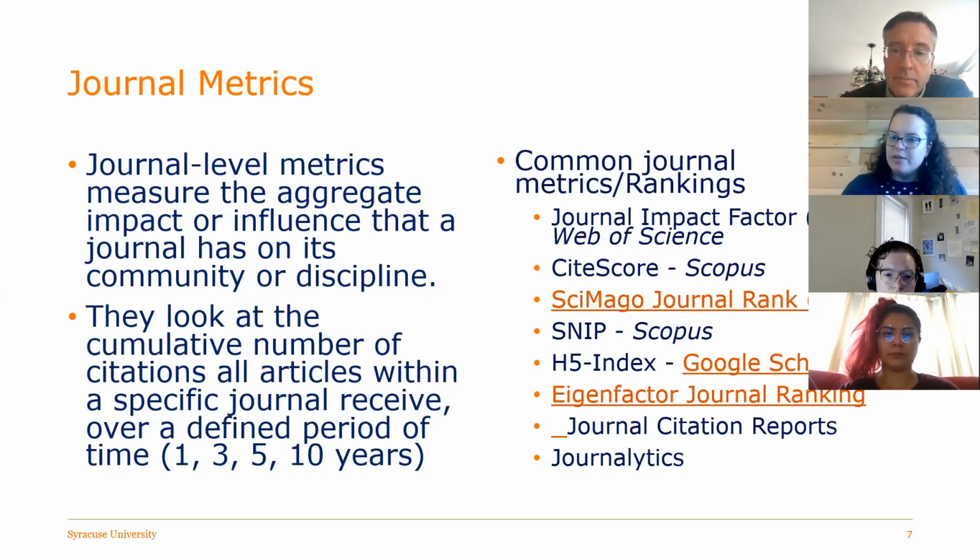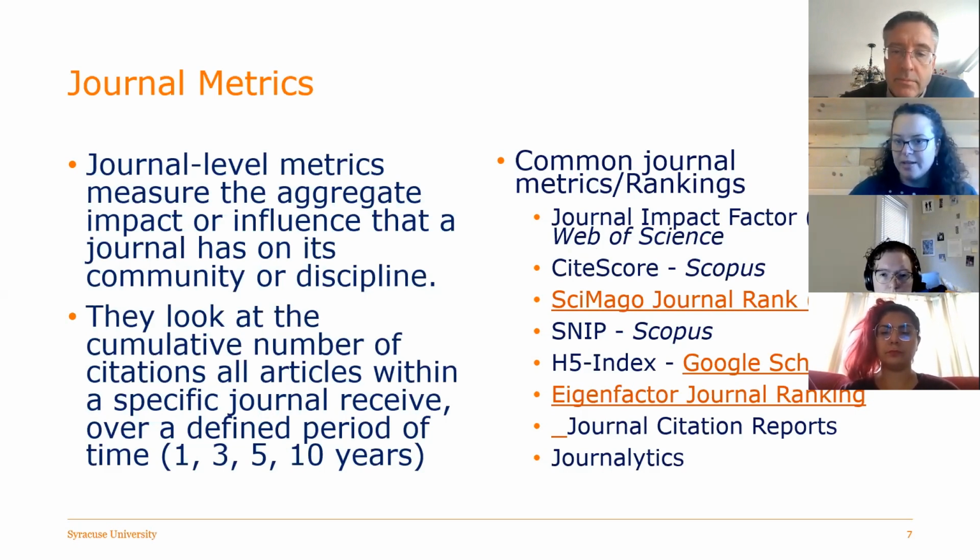So I want to talk just a little bit about the right-hand column of this slide. So there are, again, as I mentioned, different journal metrics, journal rankings. Journal impact factor is a common one. It is a proprietary metric that is made up by Clarivate, which everyone knows because their main product is Web of Science, or one of their main products.